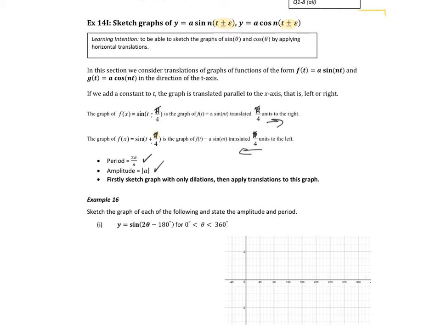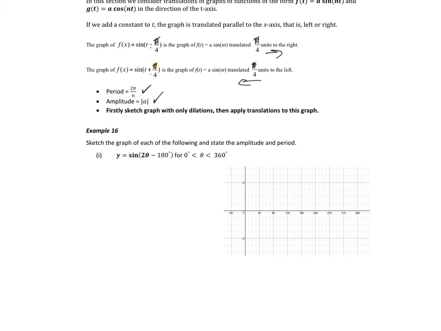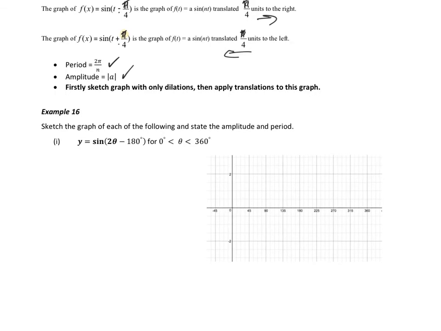And again, I'm not convinced that having the grid listed for you is necessarily the best thing, but we'll see how we go. First things first, we've got a 2 theta there. The first step is always to get the coefficient, it doesn't matter whether it's x or y or whatever graph we're looking at, to be 1. So sine of 2, let's take the 2 out the front, we get theta minus 90 degrees.